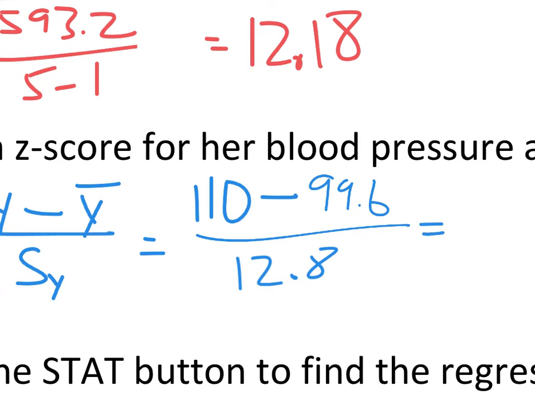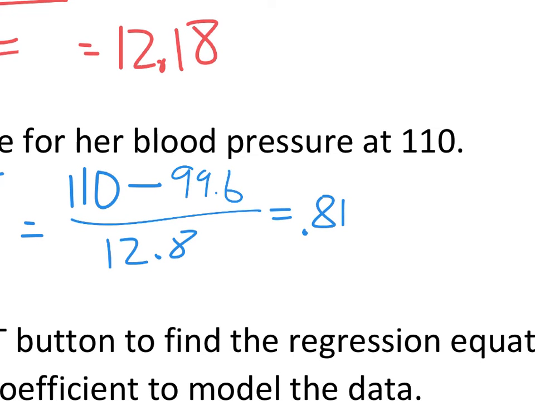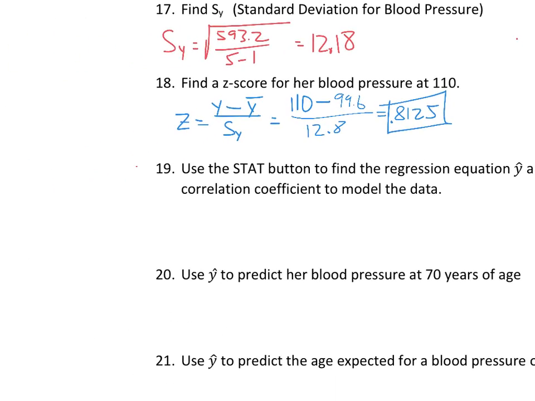And let your calculator do the work there. Make sure you use parentheses for the top. And that gives us 0.8125. And remember, that's the number of standard deviations away from the mean. So almost one standard deviation away from the mean, above the mean, is that number.